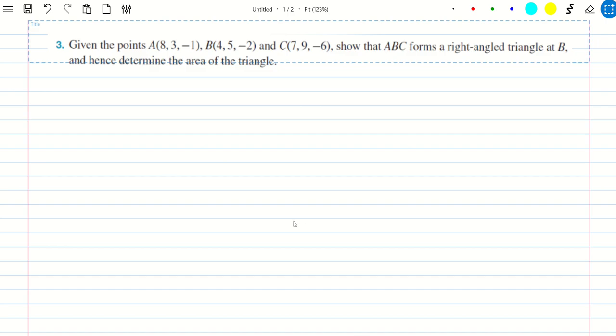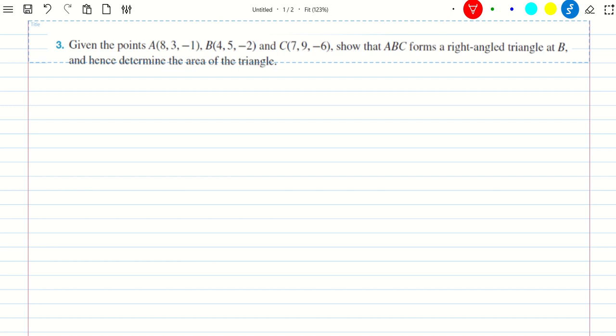G'day everyone. I'm just going to go through a proof today just to demonstrate different types of things you might have to do. So let's have a look at this question. This is actually a fairly good question, what you might see in an exam. So let's have a look at this. Given 3 points there, show that ABC forms a right angled triangle at B and hence determine the area of the triangle.